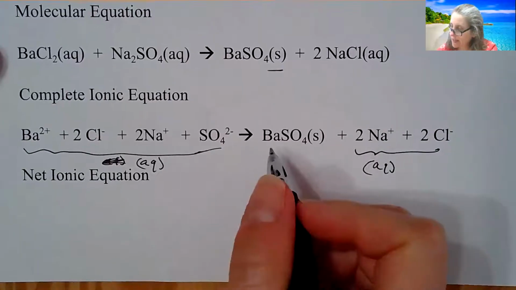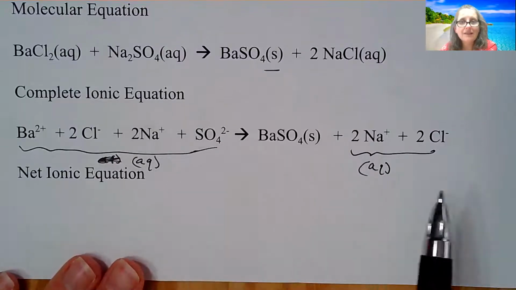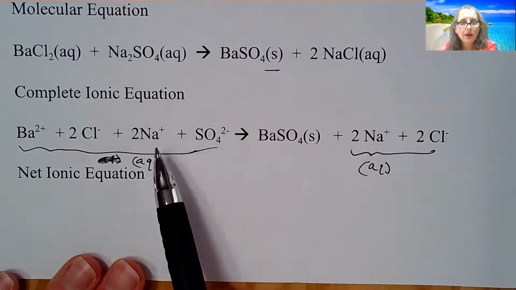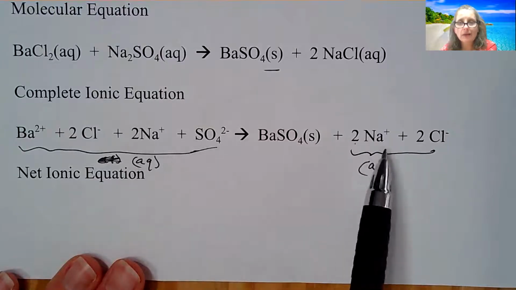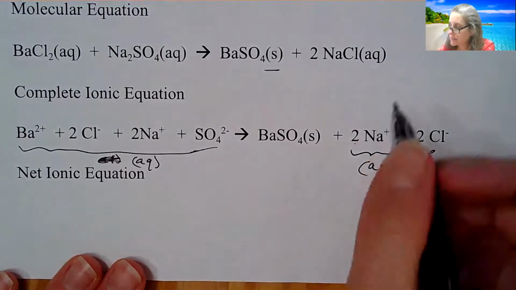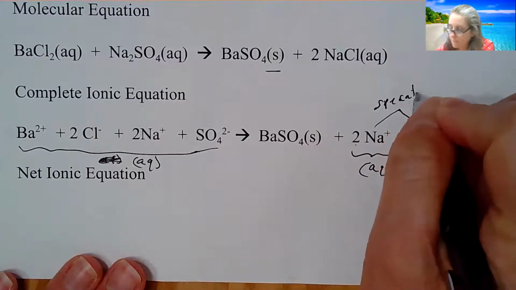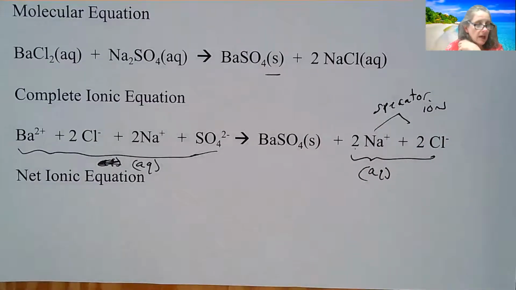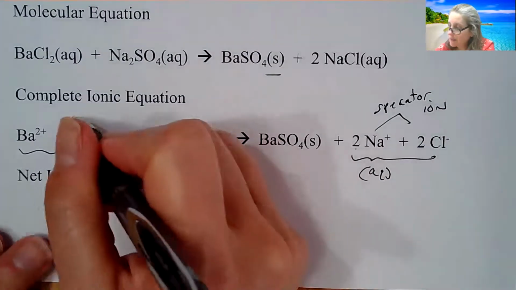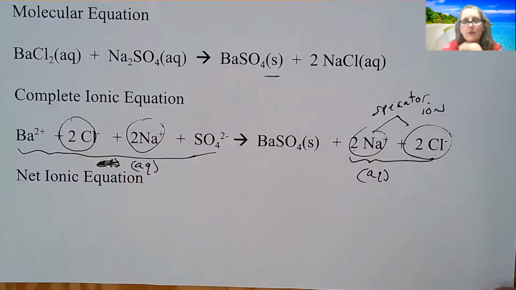So I'm going to take a look at my complete ionic and see if I have anything the same on both sides. So I see that I have sodium ions on both sides. They're both 2 sodium ions, and I have both 2 chloride ions. These are what we call spectator ions. Those are ions that don't get involved in the chemical reaction, but they are in the beaker themselves.